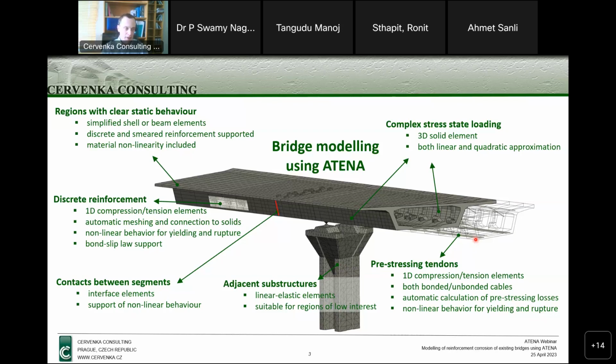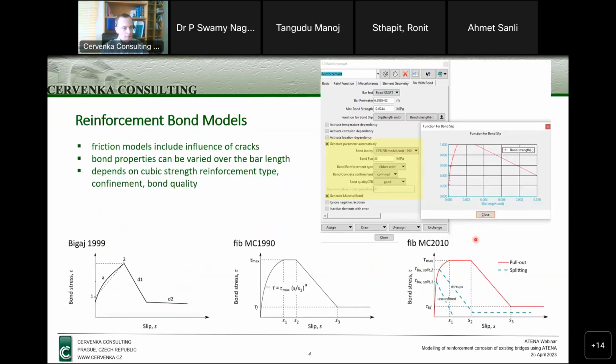Both discrete reinforcement, smeared reinforcement, and prestressing tendons can capture the material nonlinearity, meaning that after we exceed the yielding strength of the material, we simulate the yielding up to the ultimate elongation, and then we can simulate the rupture of the bar.